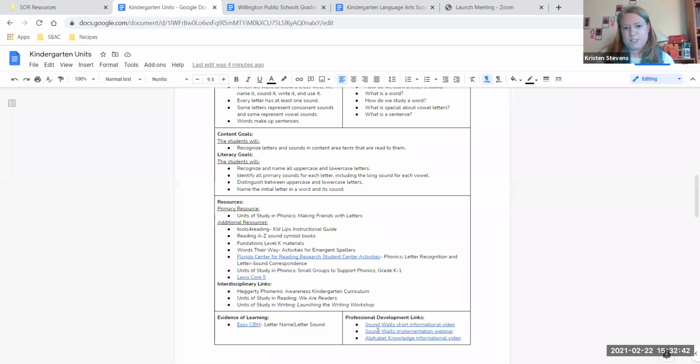And also in this unit plan, there are professional development links. I found some really great videos. There's an alphabet knowledge informational video from Pennsylvania's teacher training center that has all these free resources. They did a nice short video on the importance of alphabet knowledge, how to teach it, and then just some quick instructional tips and ideas on how to teach alphabet knowledge.